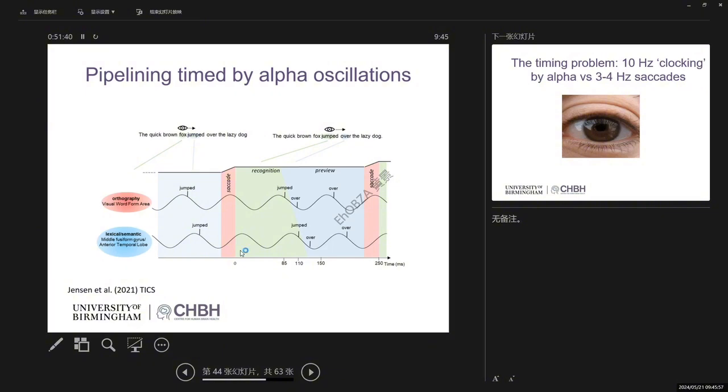if we think that these alpha oscillations are clocking the processing and coordinating the pipelining, the saccades themselves also have to be locked to the phase of the alpha oscillations, right? So what we would like to think is that our saccades are locked to the phase of the alpha oscillations such that the visual information is hitting the excitatory phase of the alpha cycle.